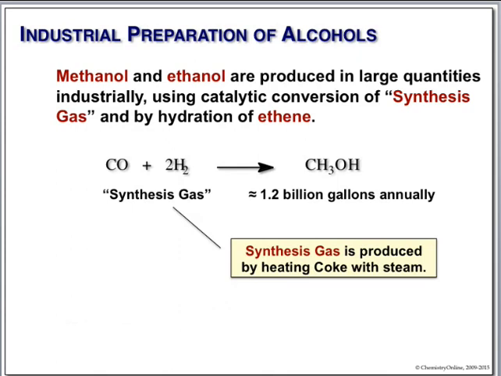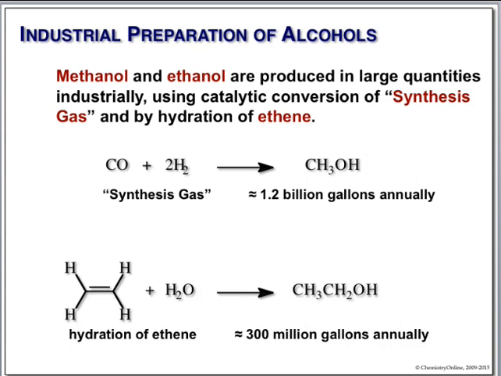We can make alcohols commercially. We make tons and tons and tons, billions of gallons. Typically, commercially, they use something called synthesis gas. You heat coke, the same coke that they use in production of iron, and you heat it up with steam, and you produce synthesis gas as one of the products. In the presence of a catalyst at very high temperature, you can form methanol. Again, huge, huge concentrations.